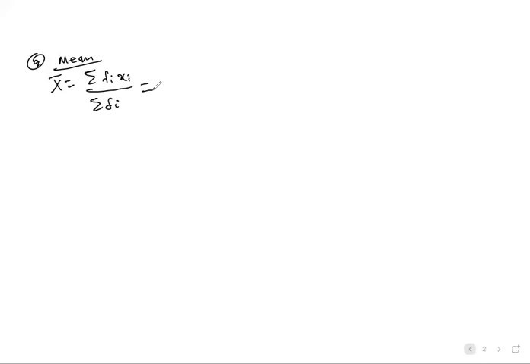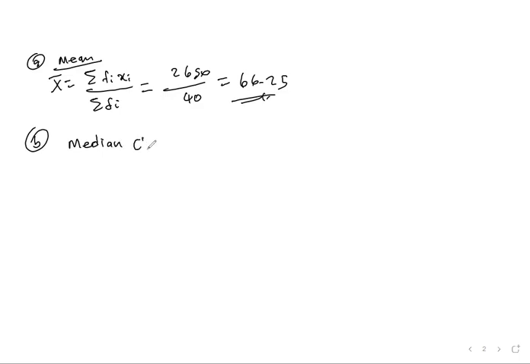Okay, so your mean will be given by that formula. And so the sum of the product from the table, you have 2,650. And then the sum of fi gives you 40. So when you divide, you're going to get this as your mean. And then you get the median class interval.